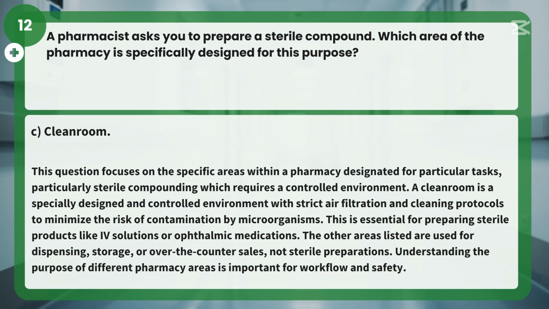Answer: C. Clean room. This question focuses on the specific areas within a pharmacy designated for particular tasks, particularly sterile compounding, which requires a controlled environment. A clean room is a specially designed and controlled environment with strict air filtration and cleaning protocols to minimize the risk of contamination by microorganisms. This is essential for preparing sterile products like IV solutions or ophthalmic medications. The other areas listed are used for dispensing, storage, or over-the-counter sales, not sterile preparations. Understanding the purpose of different pharmacy areas is important for workflow and safety.